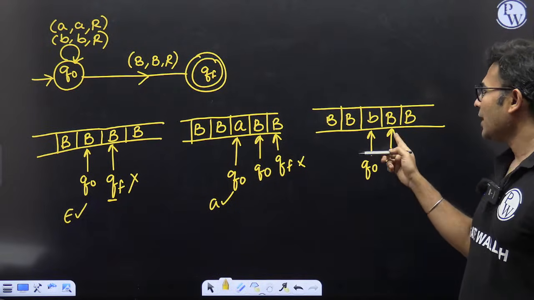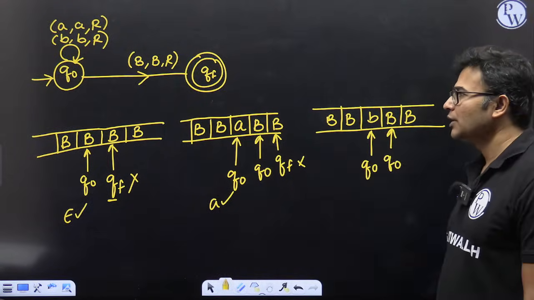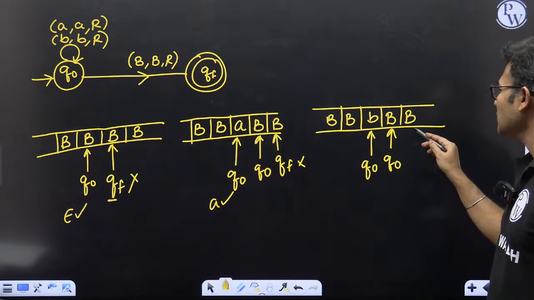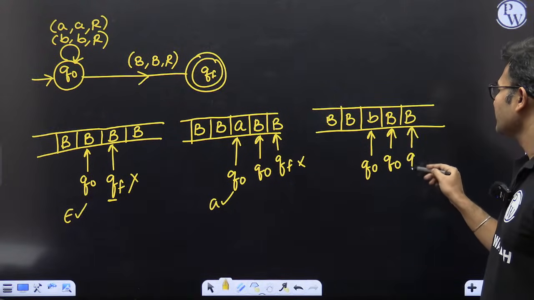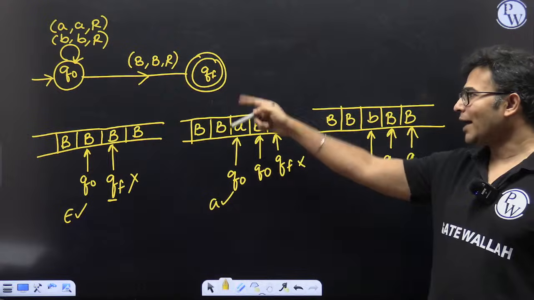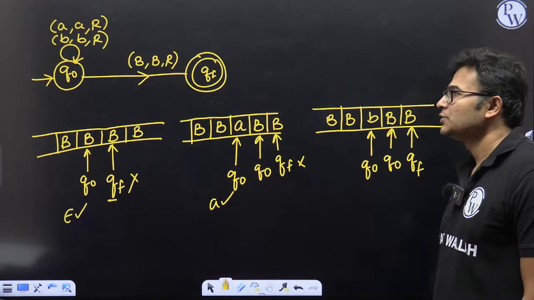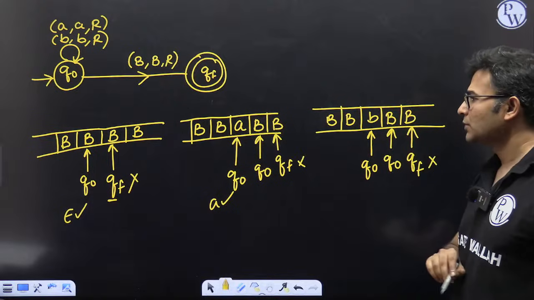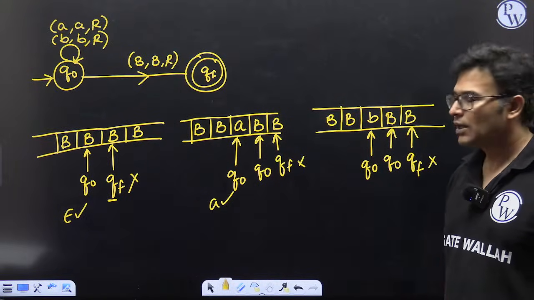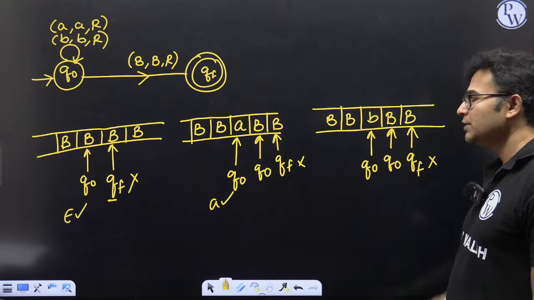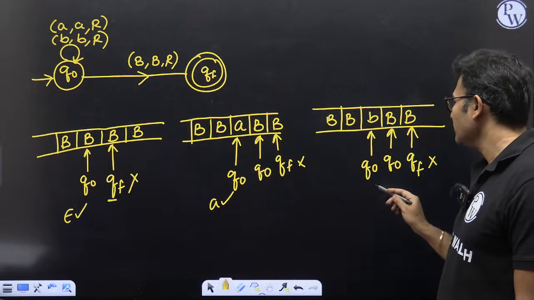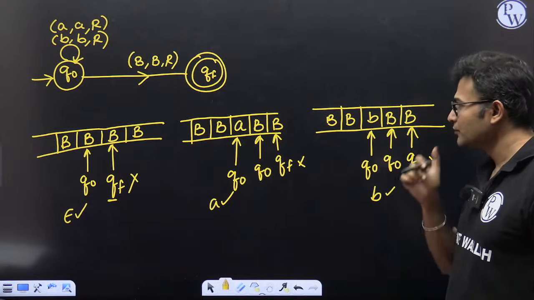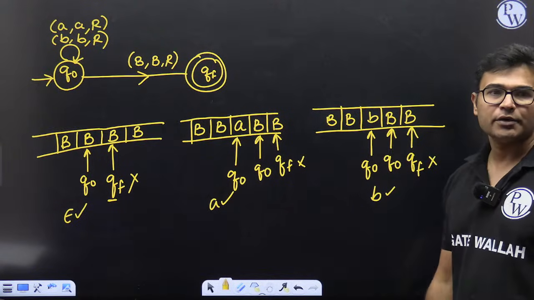And Q0 on seeing a blank, it will move right and it will enter the state QF. Now QF on blank, nothing is defined, so it is a dead configuration. So the Turing machine will halt here. Now on B, the Turing machine is entering the final state. Therefore, B is accepted, right?